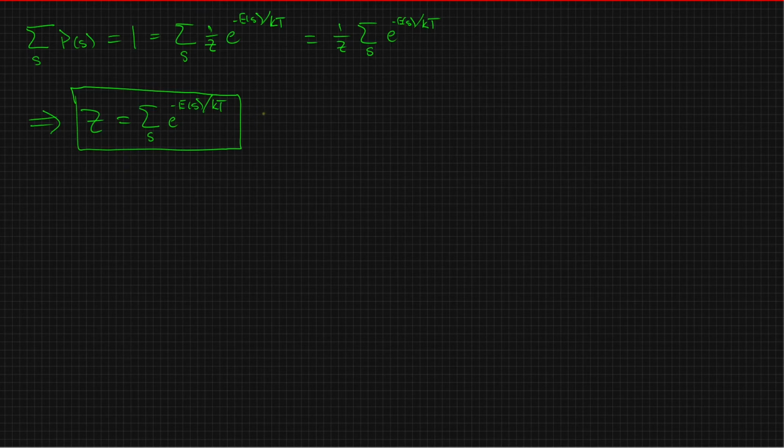And so this defines the so-called canonical partition function. Does anybody have any thoughts about why it's called specifically the canonical partition function?